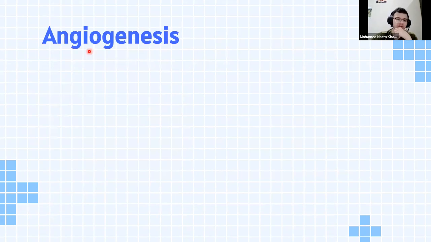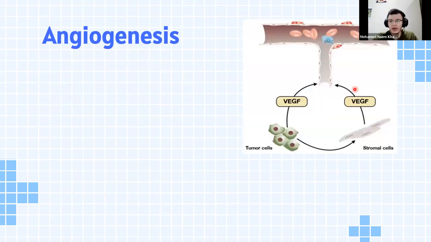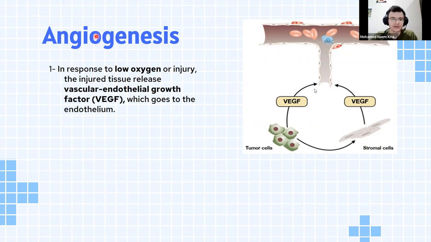So let's talk about angiogenesis, the process. Now, forget about the tumor. I'm going to talk about it later. This is the tissue that I told you about, the tissue that got injured, okay? And it produces VEGF, vascular endothelium growth factor. So what happens here is, first of all, in response to low oxygen, hypoxia, injury, whatever you want to call it, the growth factor is getting produced from that tissue, okay?